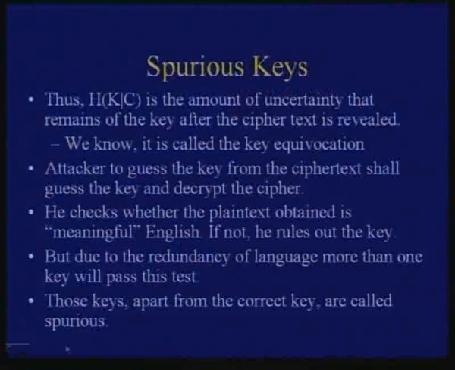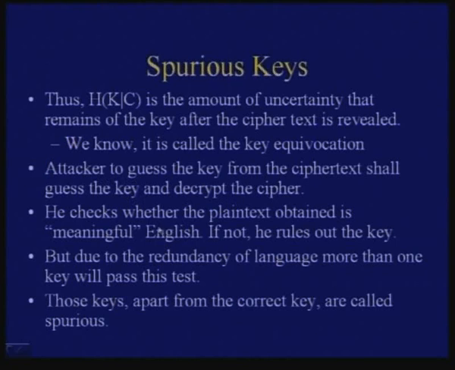So this is what I have just described. H(K|C) is the amount of uncertainty that remains of the key after the ciphertext is revealed. We know it is called the key equivocation; we have already defined that. What the attacker does is that he guesses the key and decrypts the ciphertext.